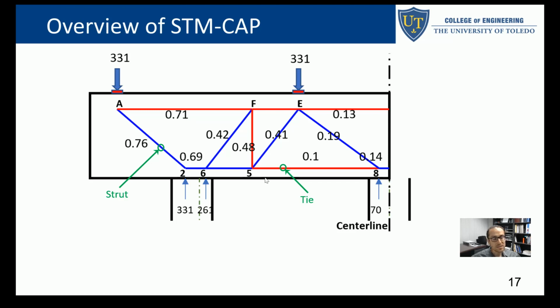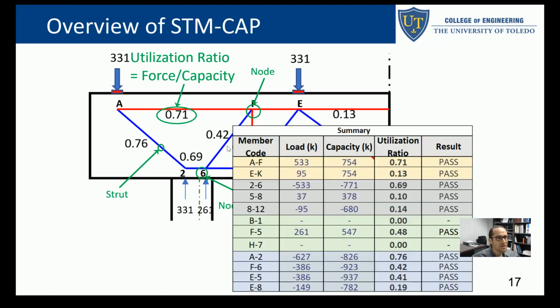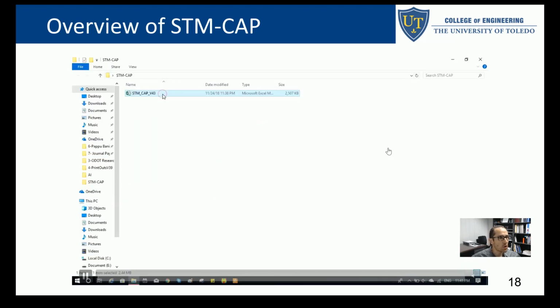And ties, it's a typical international color scheme. It's red. Struts, we use blue. Sometimes, in some other references, you see them as black. Nodal zones are just the intersections of ties and struts. These are utilization ratios, and the program will give you the table, and you will see what passes, what fails. There is color coding and so on.